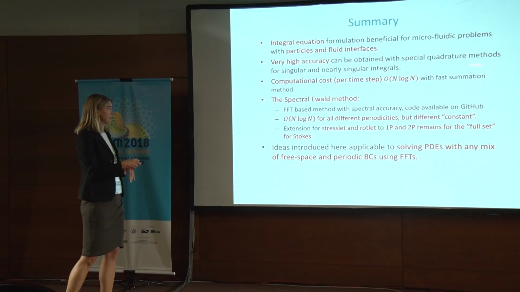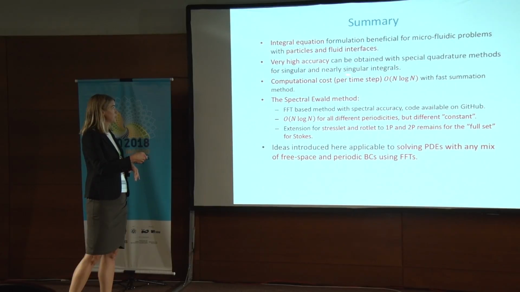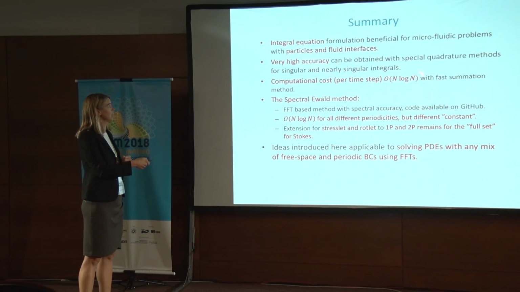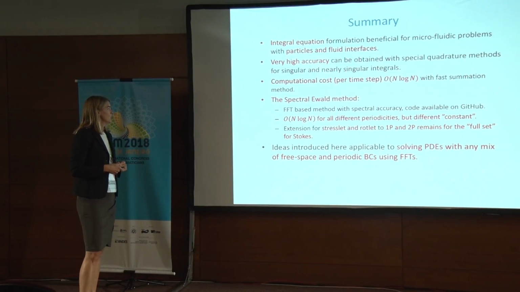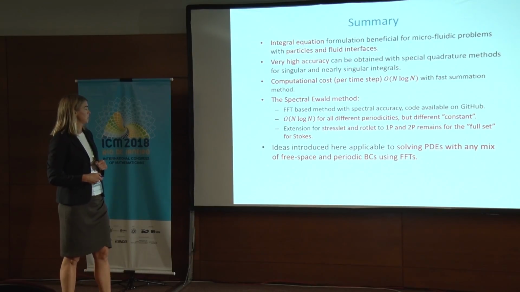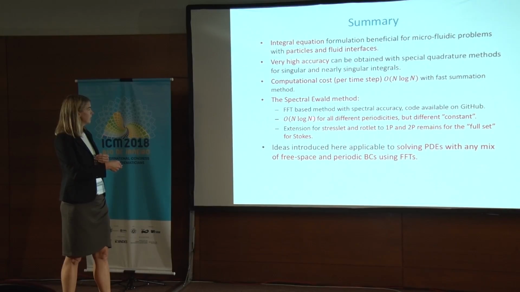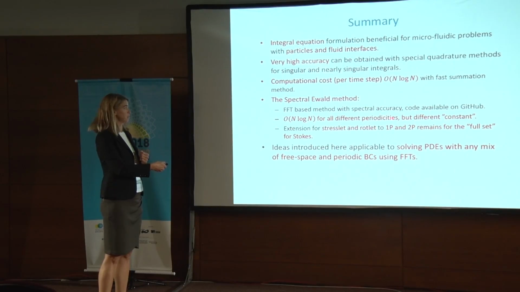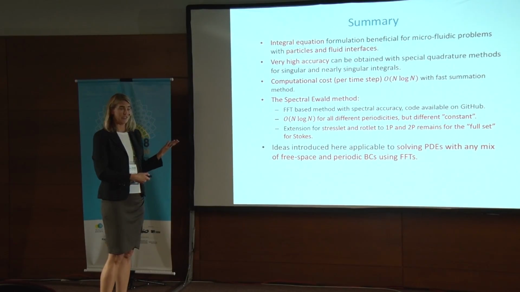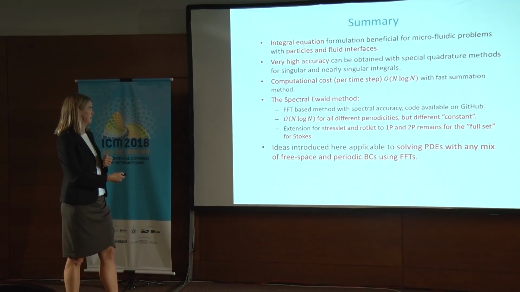And if we use a fast summation method, we can then get the computational cost per time step, which I didn't talk about today, to be almost linear in the number of unknowns. So the Spectral Ewald method is such a fast summation method, and that's what I talked about. And we have an order n log n cost. We can get it when we balance it right with the real space sum for all different periodicities, but it's going to be a different constant. The triply periodic will always be the cheapest.